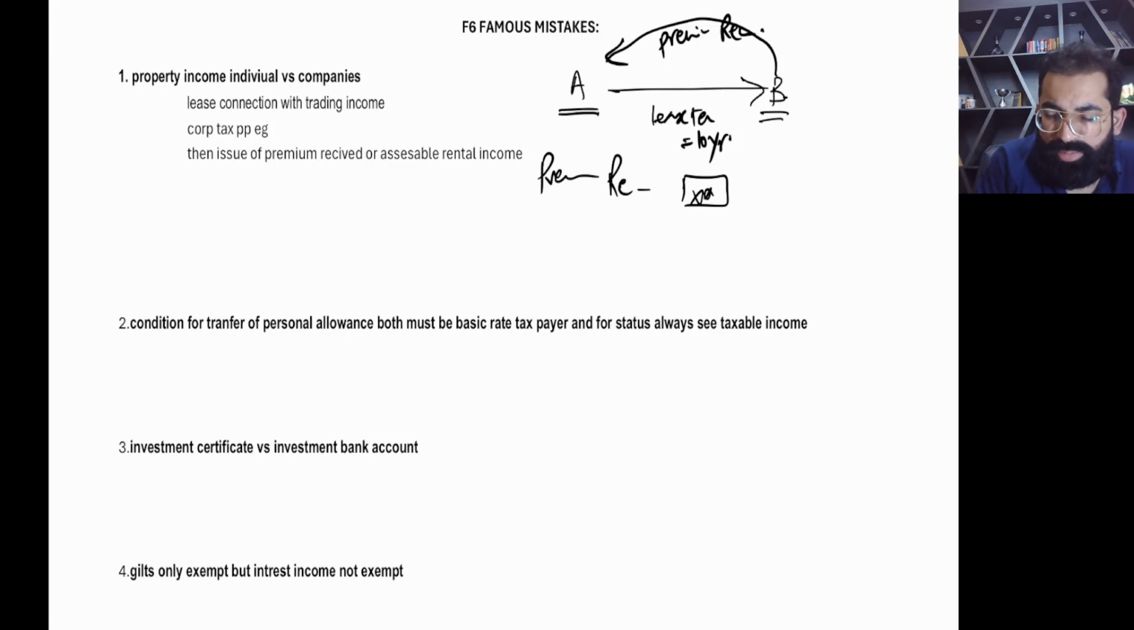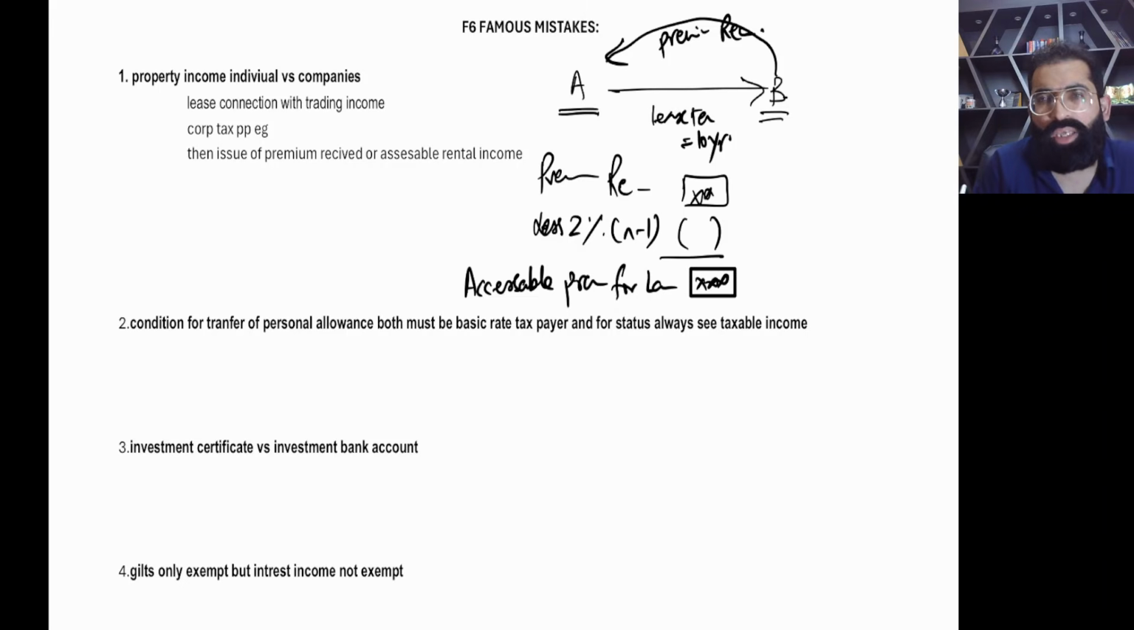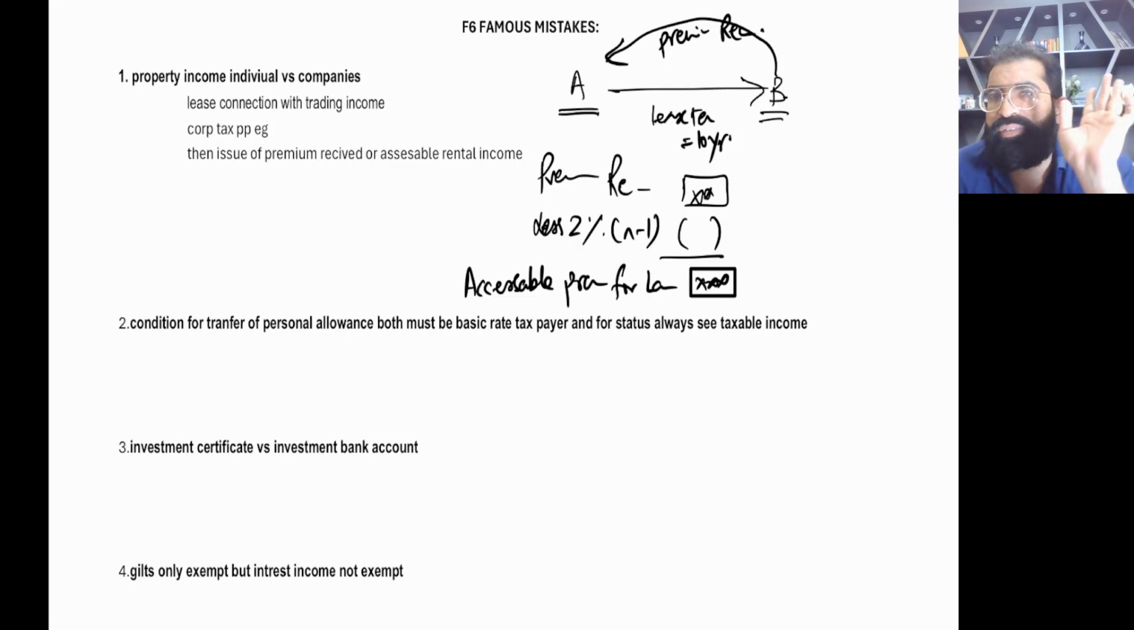Less 2% into n minus 1 multiplied by premium, this is the relief, and then at the bottom you will get the assessable premium for landlord. The interesting fact is that this premium is taxed on receipt basis both for individuals and companies. If you are an individual, it's on receipt basis, and if you are a company, this premium received is still taxed on receipt basis. Be careful with this.